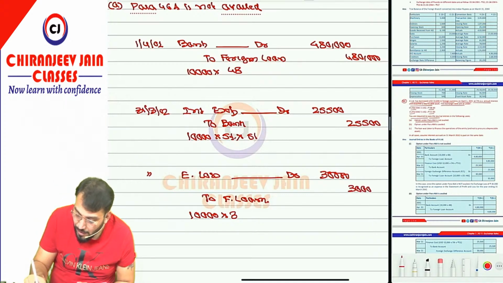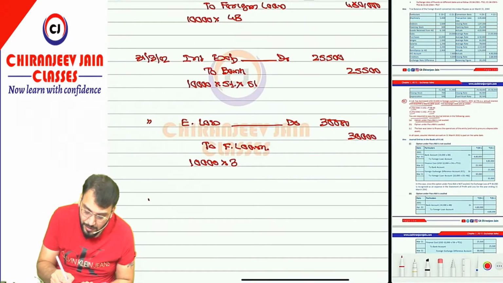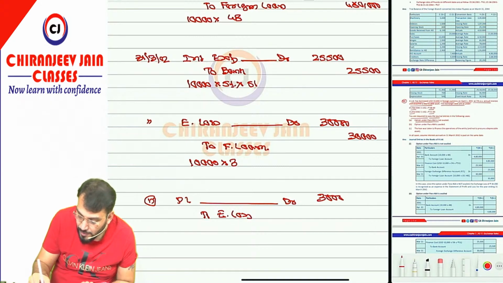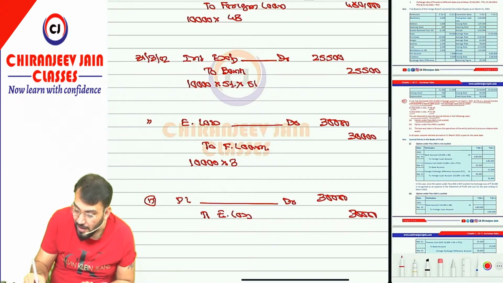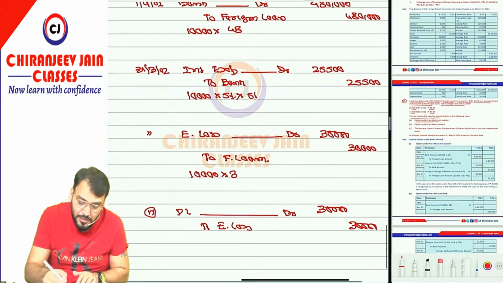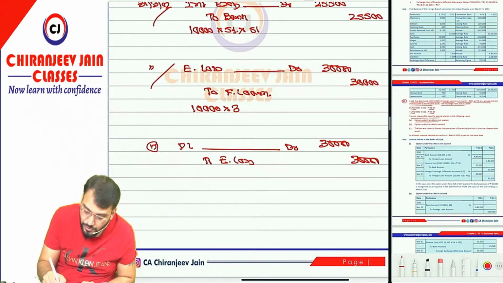Now if para 46A is not available, this will be transferred to PL. So we'll pass one journal entry, PL account debit to exchange loss, and we'll say 30,000 will be transferred to PL. But if the option under para 46A is available, then these journal entries remain the same. Only this last journal entry will change. If para 46A is available, then the exchange loss will be capitalized, and we'll say PP account debit to what?